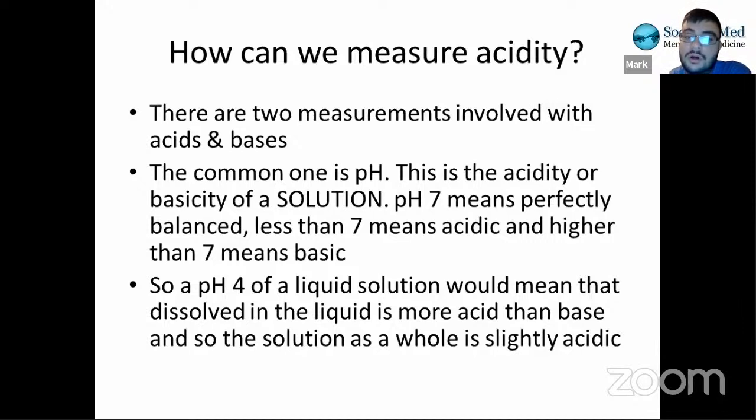A liquid solution of pH 4 would mean that what's dissolved in the liquid is more acid than base, and so the solution as a whole is slightly acidic. It doesn't mean that there's only acid in the solution. It could mean that there's acid and there's base, and when you combine all of that together, overall it's more acidic, and so you get an acidic solution.